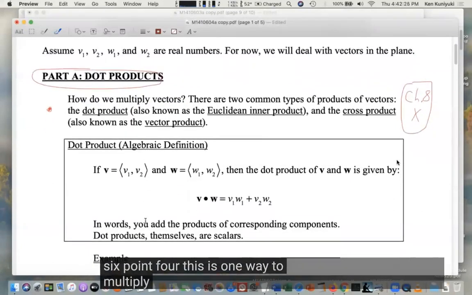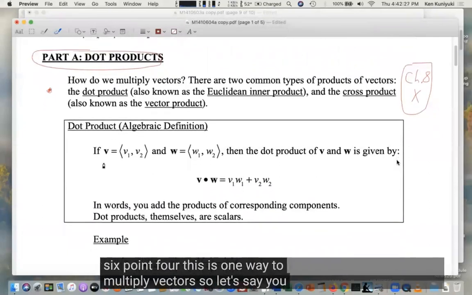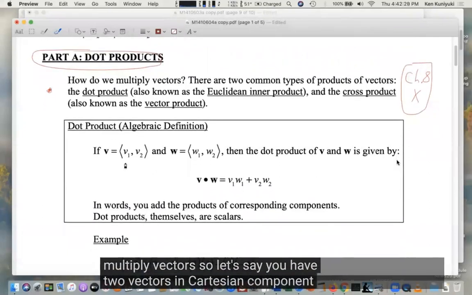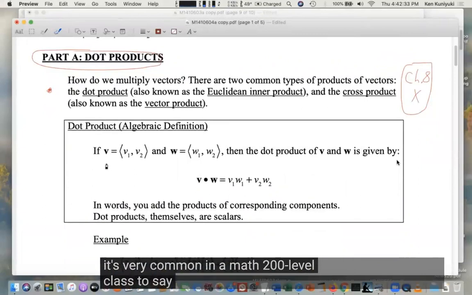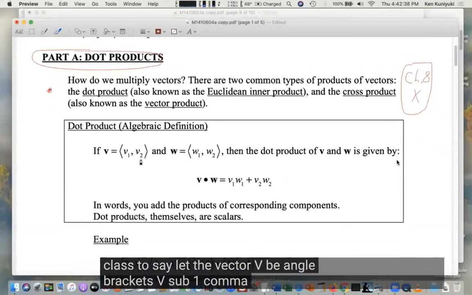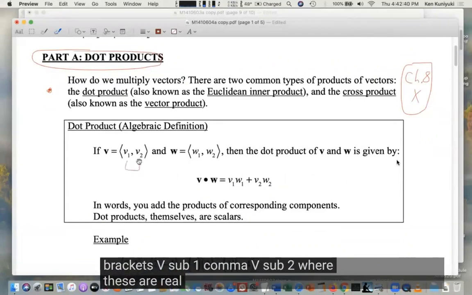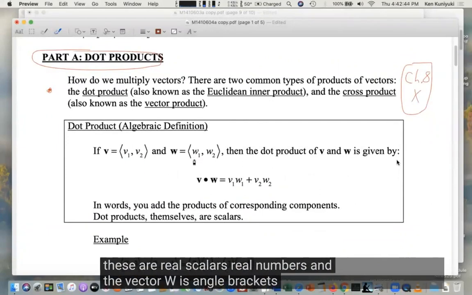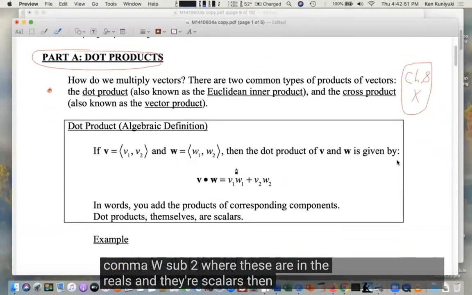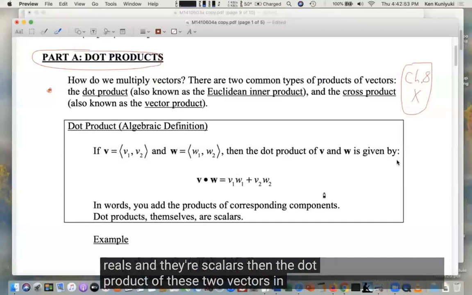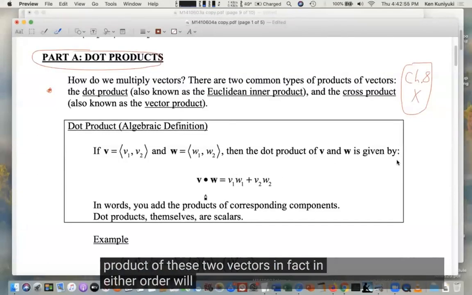This is one way to multiply vectors. So let's say you have two vectors in Cartesian component form. It's very common in a Math 200 level class to say, let the vector V be angle brackets V sub 1 comma V sub 2, where these are real scalars, real numbers. And the vector W is angle brackets W sub 1 comma W sub 2, where these are in the reals and they're scalars.